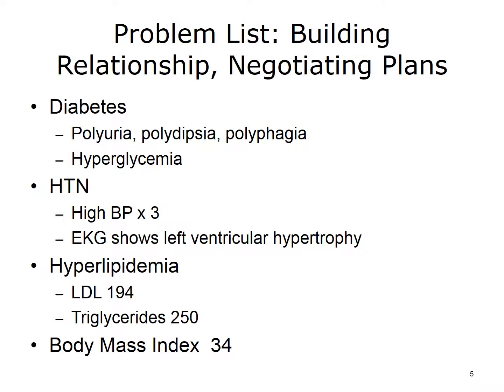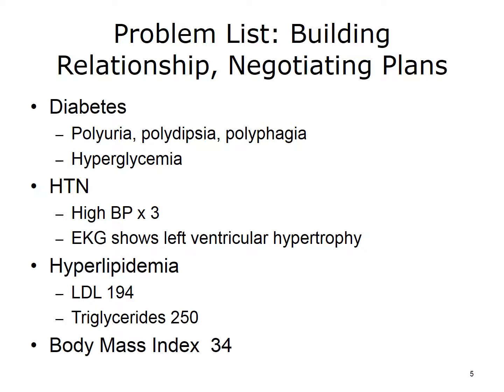In the course of the visit, a problem list has been generated that includes diabetes causing frequent urination, excessive thirst, an increased appetite, and high blood sugar. The list also includes high blood pressure based on 3 previously recorded blood pressures that were abnormal and evidence on an electrocardiogram that the heart is being affected. Furthermore, low-density lipoprotein, or LDL levels, are far above the goal at 194, and the triglyceride level is high based on a test result of 250. The patient is also overweight, with a body mass index of 34.